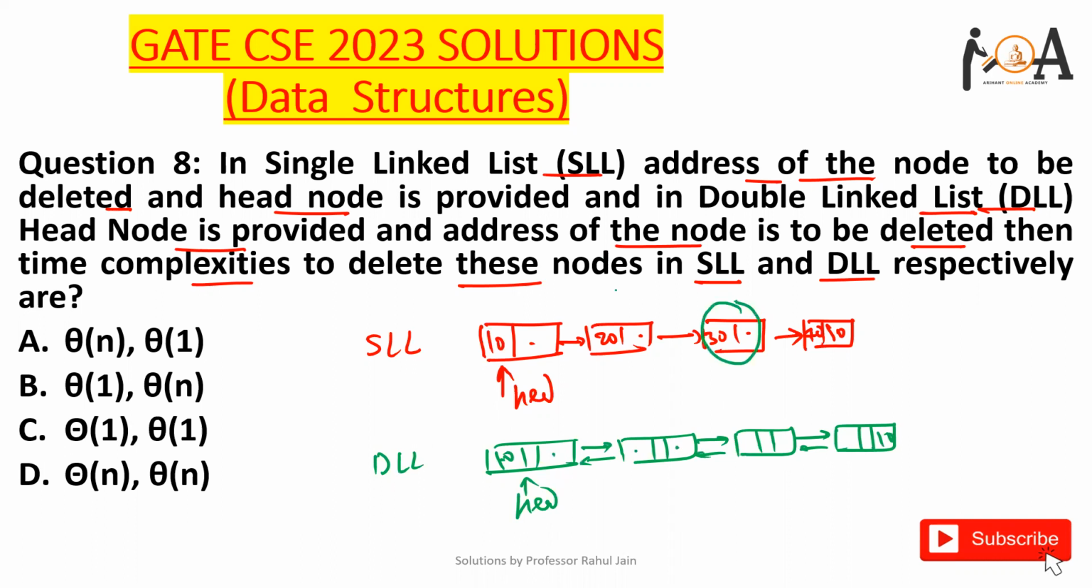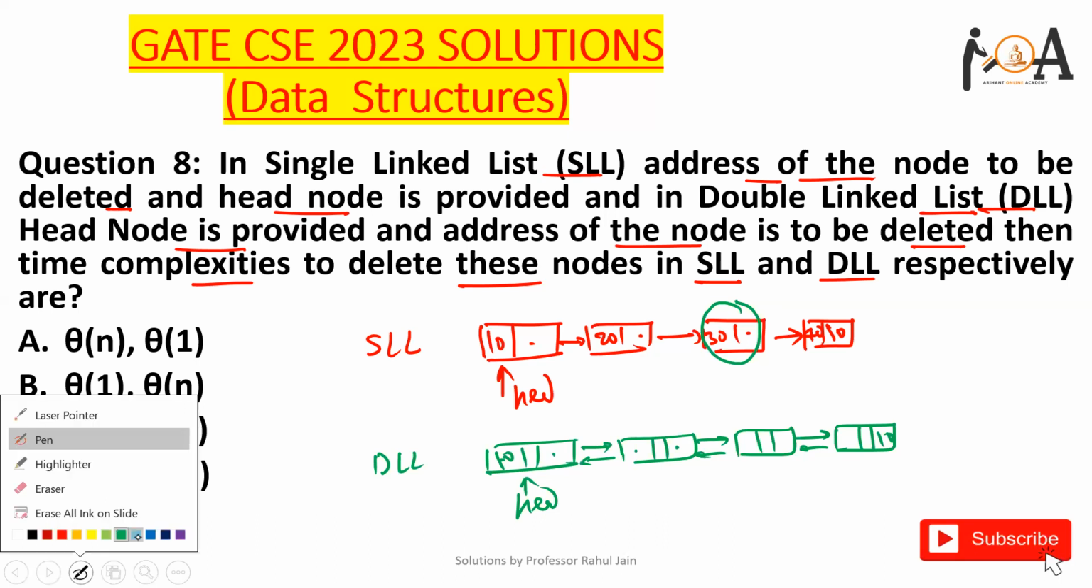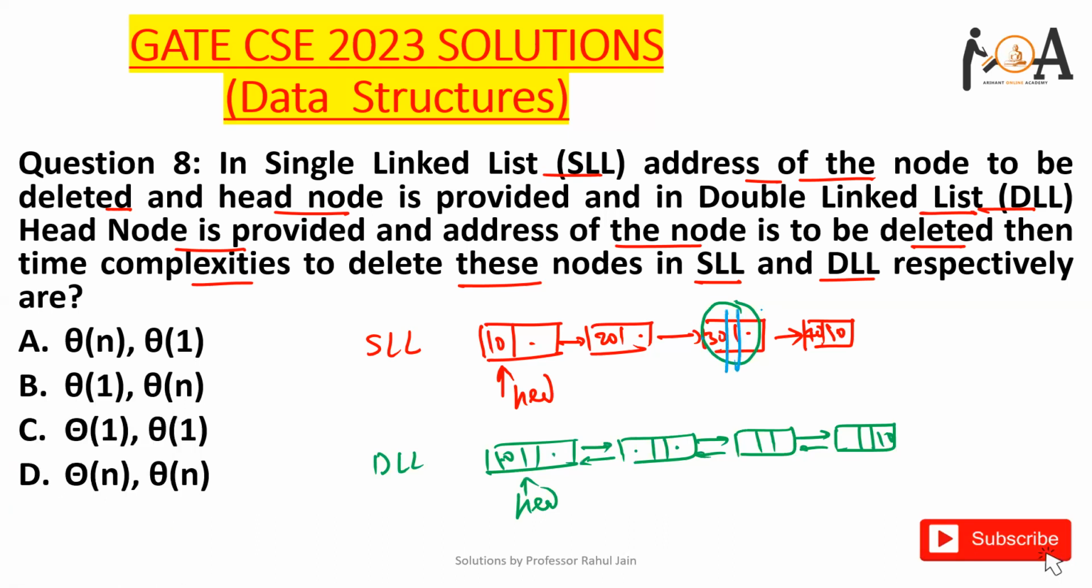Now, let's say we want to delete this particular node in the single linked list first. The time complexity to delete any particular node depends on the location of the node, isn't it? If the address of this node is given to us, that we want to delete this node in the single linked list, then the time complexity would be order of n, isn't it? Why am I saying so?